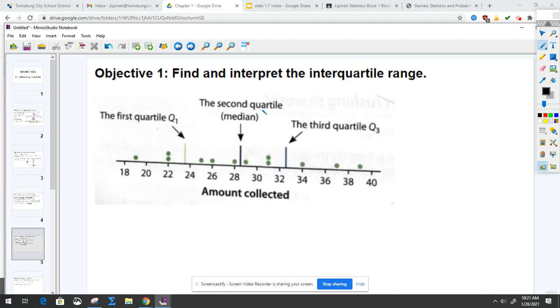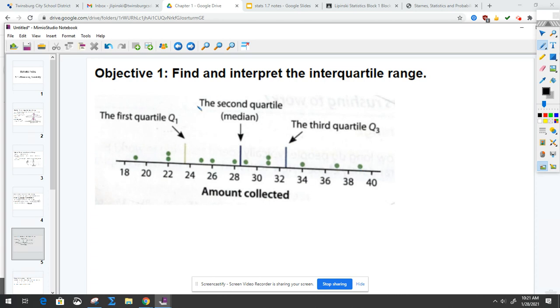So right here, find and interpret the IQR, or the interquartile range. If we look at this, you can see the first quartile, what we're talking about is the amount collected. We don't know what this is. It just gives us everything. But you can see Q1 is here at about 23 or 24. The third quartile here is at about 32. So if we just took the range, it'd be 39 minus 19, and we would get 20.